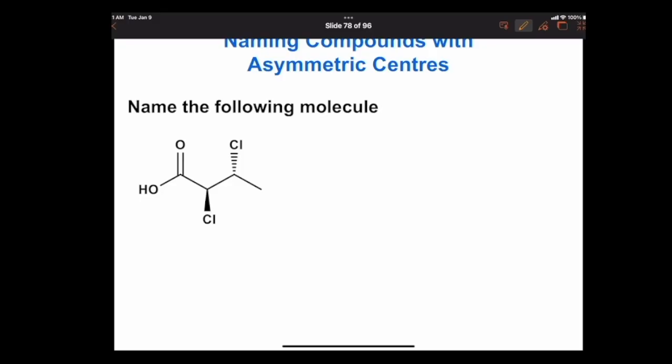What's the base? How many carbons? So it is a butanoic acid, right? We have 2 chlorines, so this is some dichlorobutanoic acid. They're on carbons number 2 and 3, so it's a 2,3-dichlorobutanoic acid. The last thing we'll have to do is assign this as R and S.